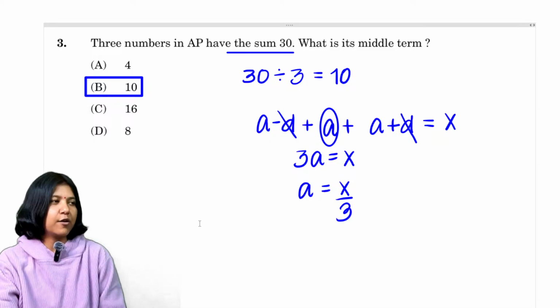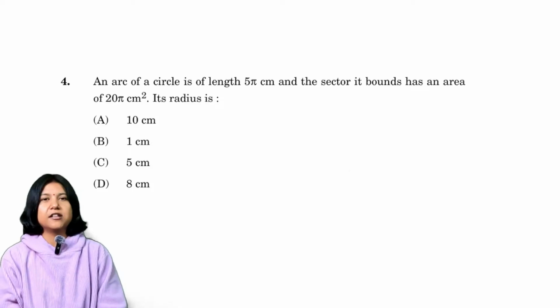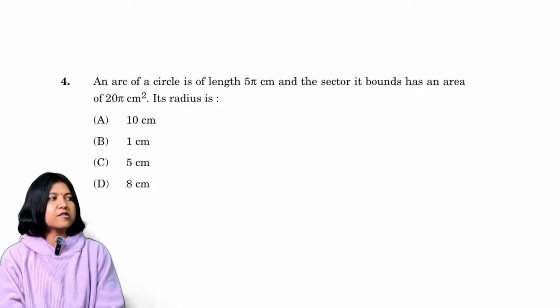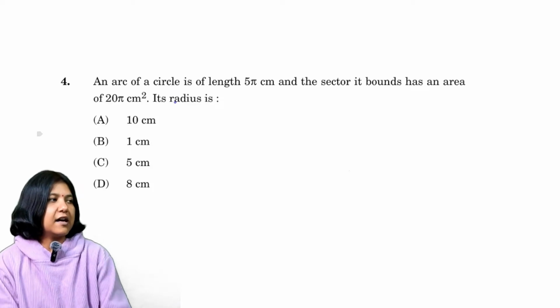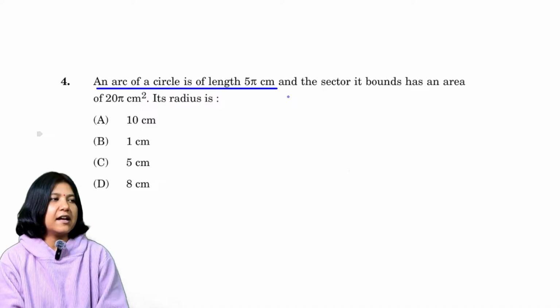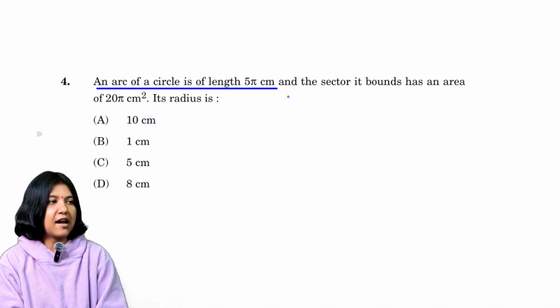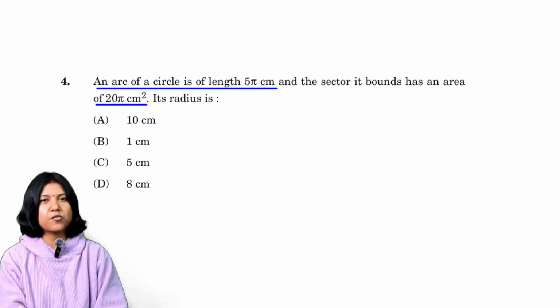Moving on, I want to move to the next question. This is a question from area related to circles. An arc of a circle is of length 5 pi centimeter and the sector it bounds has an area of 20 pi centimeter square. What is the radius? Now, an arc length has been given to you, 5 pi, and the sector it bounds has an area of 20 pi centimeter square. The question wants you to find the radius.